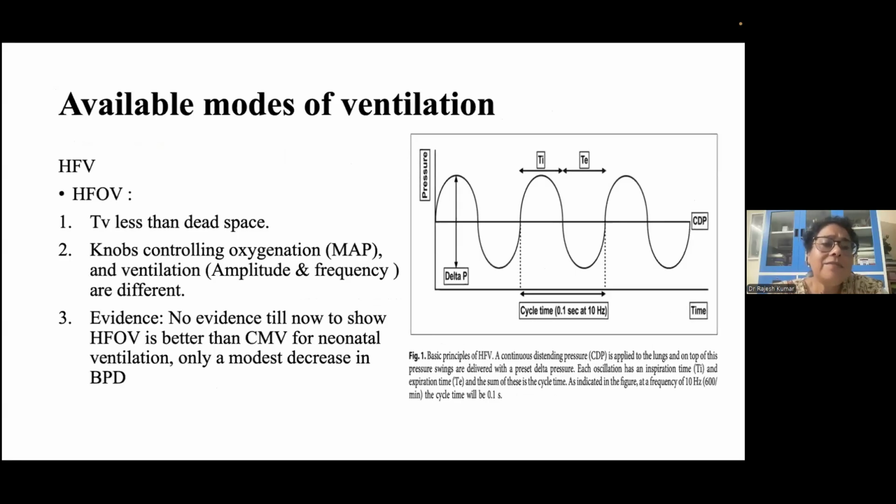Here we know that the tidal volume is less than the dead space, and the knobs which are used for oxygenation, that is the MAP, are definitely different from those used to manipulate ventilation, that is the amplitude and frequency. So this sometimes becomes easier for managing a patient. However, we have to understand that there is no evidence to say that high frequency oscillatory ventilation is better than conventional mechanical ventilation for neonatal ventilation. Studies have shown only a modest decrease in BPD, and they are also inconsistent in most of the studies. So we cannot say that this is a better mode of ventilation as of now.